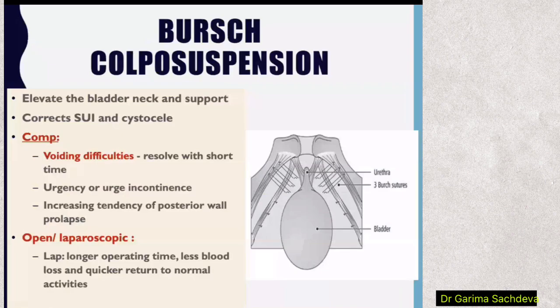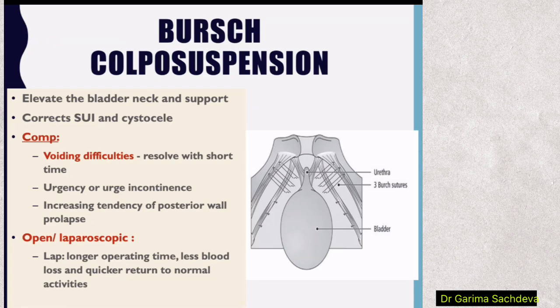Then Burch colposuspension. In Burch colposuspension, we elevate the neck of the bladder and fix it with the ligaments of the body, so that there is no leakage. You put sutures and the bladder is stretched. As I told you, SUI is because of the loss of the angle, so it helps in maintaining the angle.